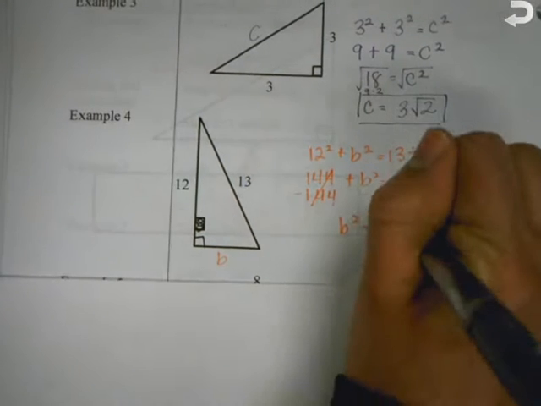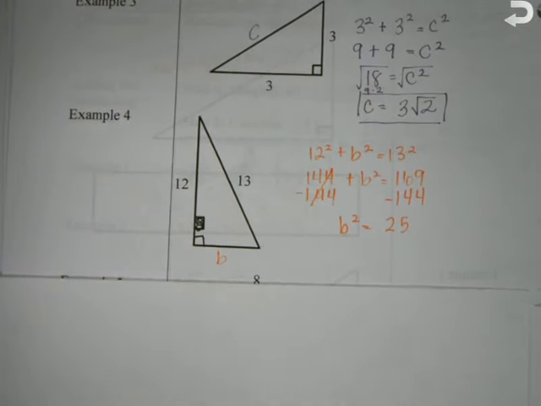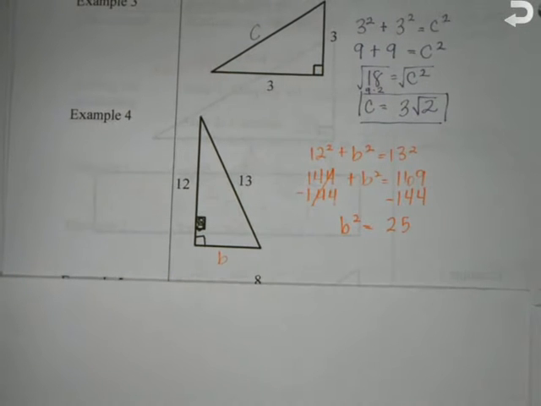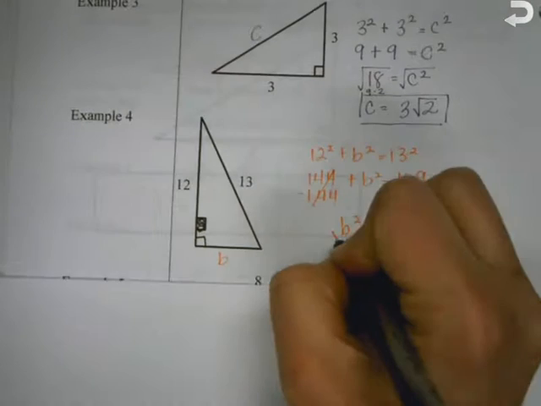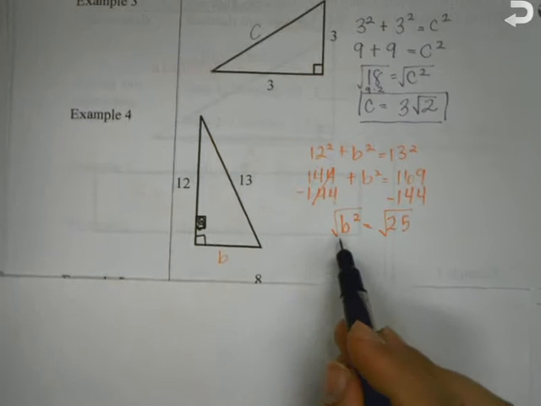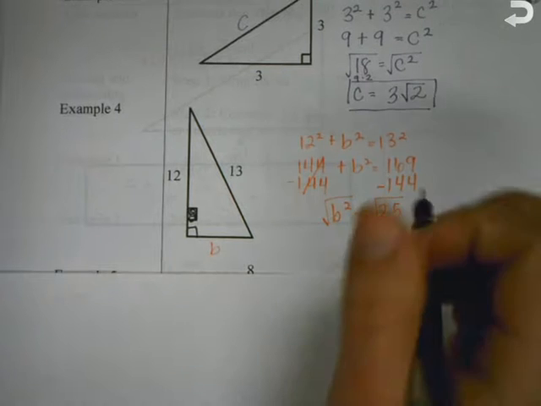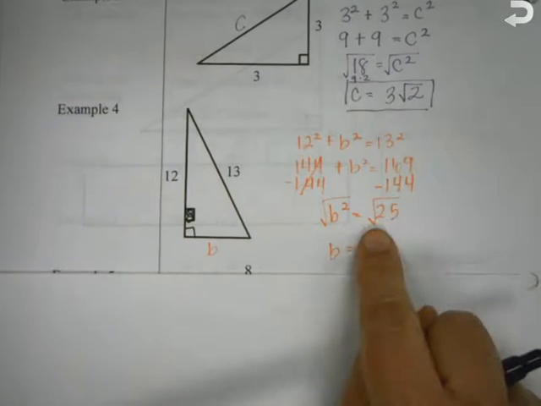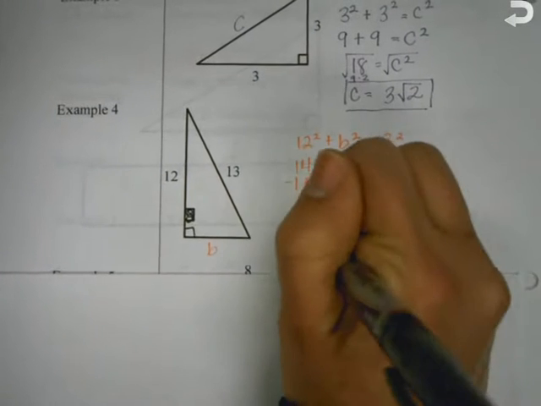Macy, what's my next step? I take the square root of both sides with a radical. Everybody, square root of B squared is? B. And square root of 25 is? 5. Good job.